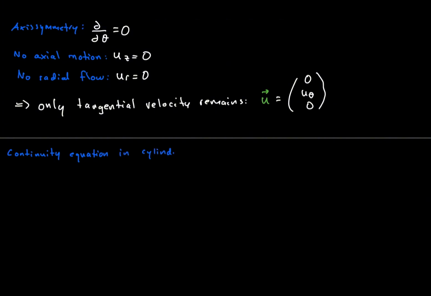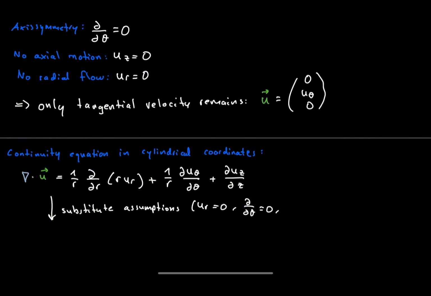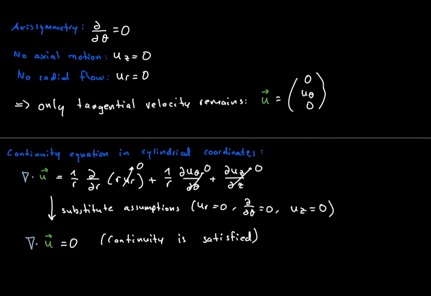We now check the continuity equation. In cylindrical coordinates, the divergence contains three terms: a radial term, an angular term, and an axial term. Because u_r is 0, the derivative with respect to theta is 0 due to axisymmetry, and u_z is 0, all terms vanish. Therefore, the continuity equation is automatically satisfied.